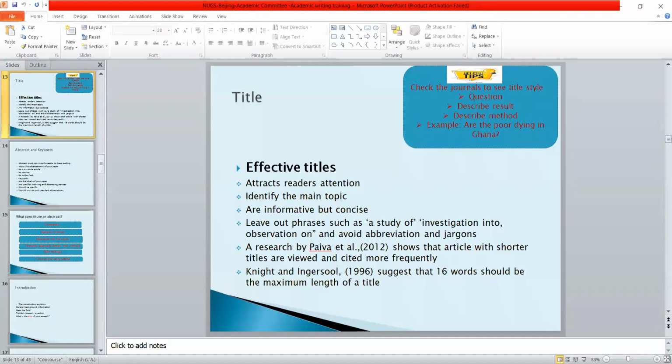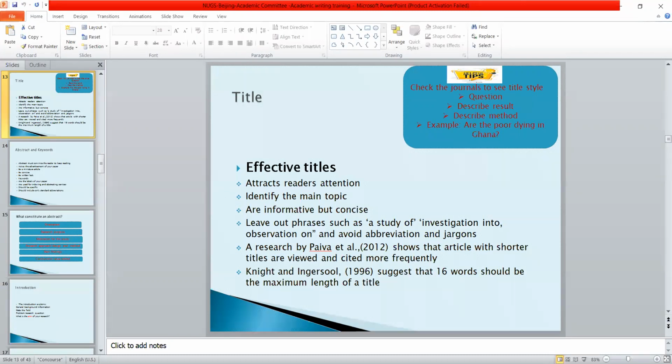We've indicated earlier that this is about formality. In academic writing, we are talking about formality, so jargon must be left out. For instance, a research by Pivet et al. 2012 shows that articles with shorter titles are viewed and cited more frequently than those with what? Long titles.